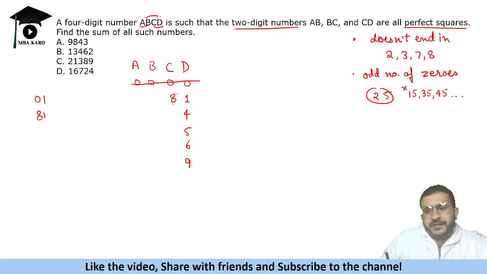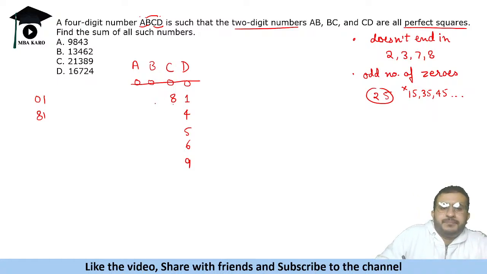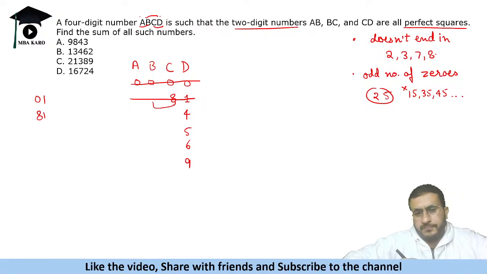But we can have 81. Okay, if you have 81, then BC should be a perfect square. AB is a perfect square, BC is a perfect square, CD is also a perfect square. Now BC ends in 8, it cannot be a perfect square. So we can eliminate this case also, right?